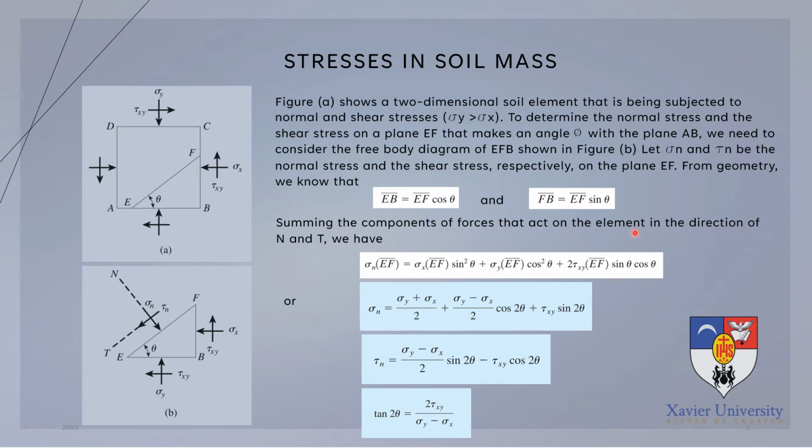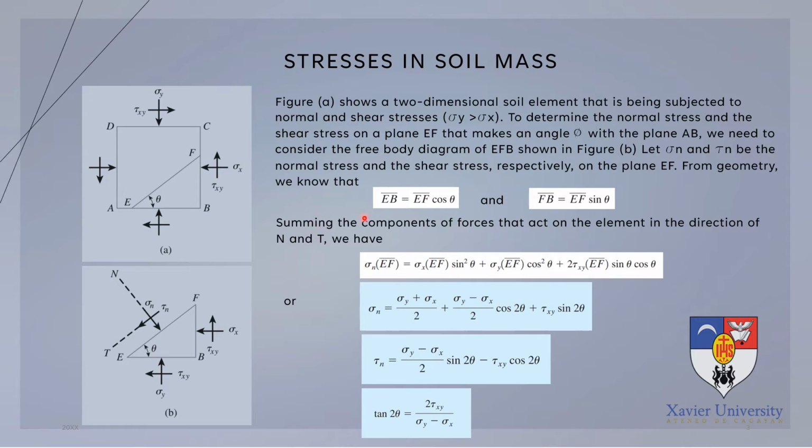So to determine the normal stress and the shear stress on plane EF, we have a plane in consideration right here, which is EF, which is perhaps considered as the plane of failure. To determine the normal stress and the shear stress on the plane EF that makes an angle theta with plane AB, we need to consider the free body diagram EFB shown in figure B here. Let sigma n and tau n be the normal stress and the shear stress respectively on plane EF.